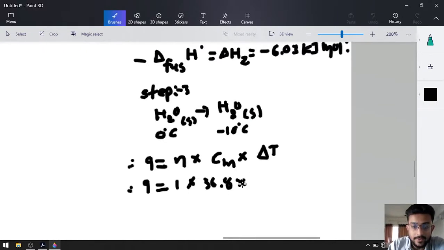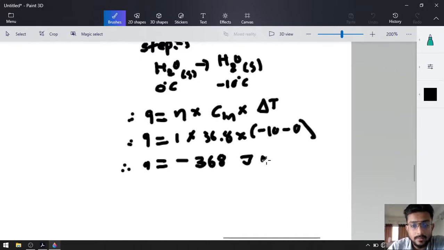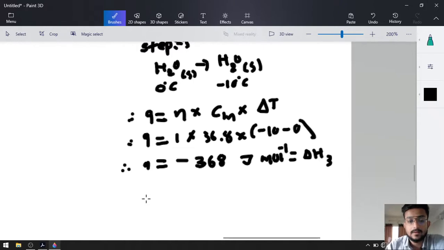36.8 into the temperature change, minus 10 degree Celsius minus 0, will be equal to minus 10. Look at this, 0 degree Celsius to minus 10, so T2 minus T1 will be minus 10. That's why Q will be equal to minus 368 joule mole inverse, which will be our delta H3. Now look at this. For our delta H, we will require the addition of all three.